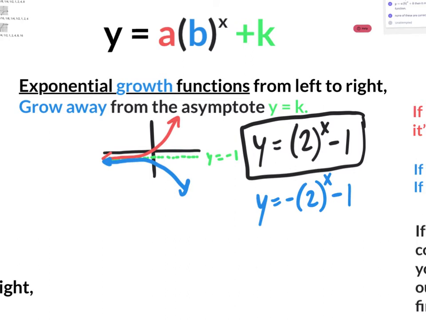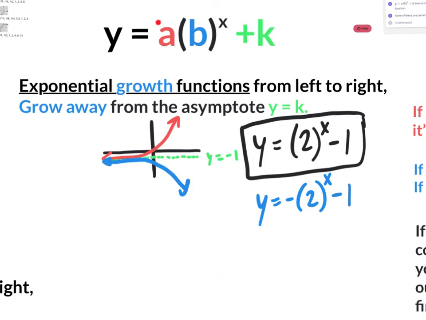So all it does, it's still a growth function, right? This first one, the base is 2. That means it's a growth function. Right here, the base is still 2. It's still a growth function. The only difference is now you have a negative in front, so it's growing in a negative direction. Kind of like a credit card debt, right? You could have credit cards, you don't owe any money. You start using them, you start growing in debt. You start growing in a negative direction.